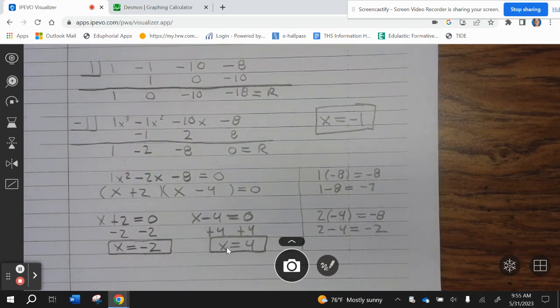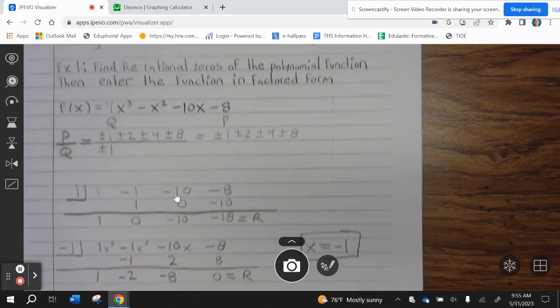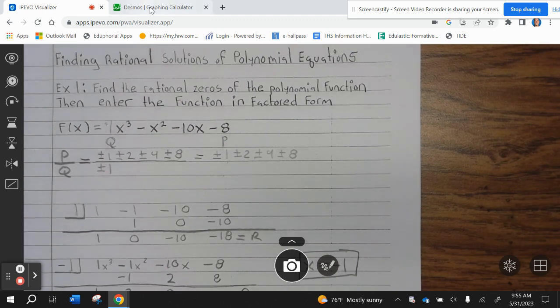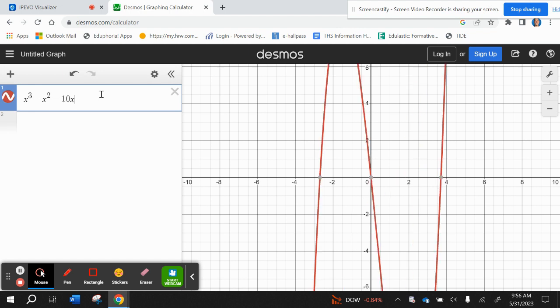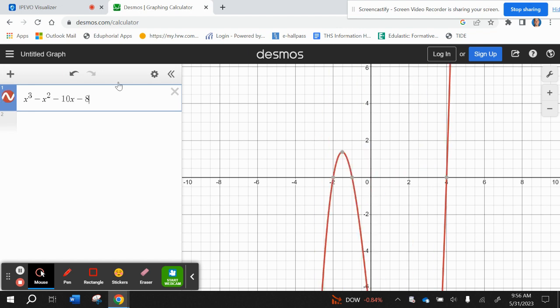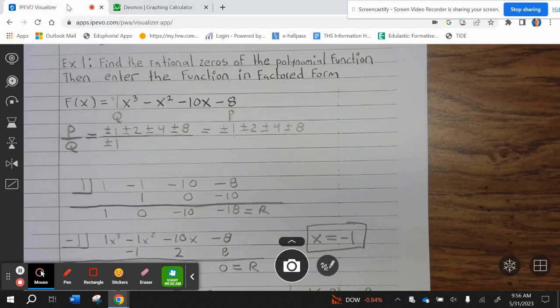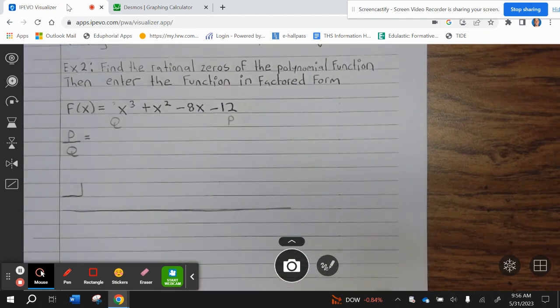And actually, wait, let me take a step back. The way you can check this is by graphing the original function. So let's do that now. So let's graph x cubed minus x squared minus 10x minus 8. Okay, and we can check -2, -1, and 4, which verifies our answer is correct. Okay, now let's move on to our next example.